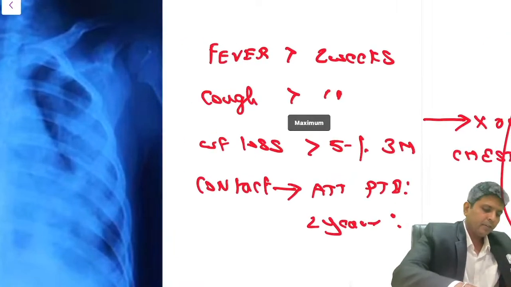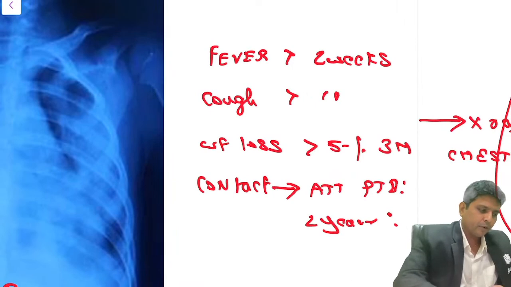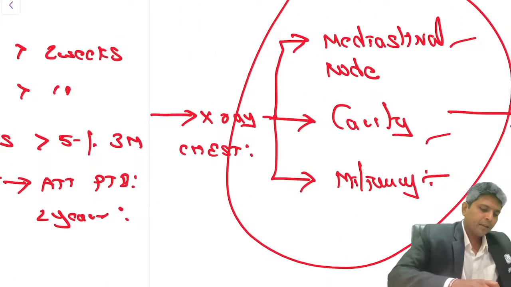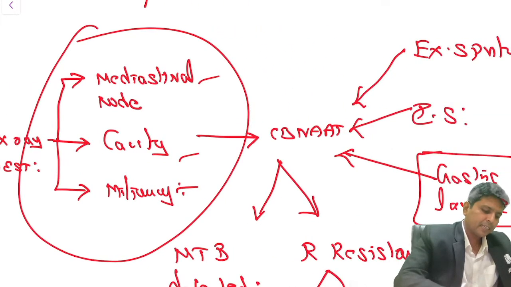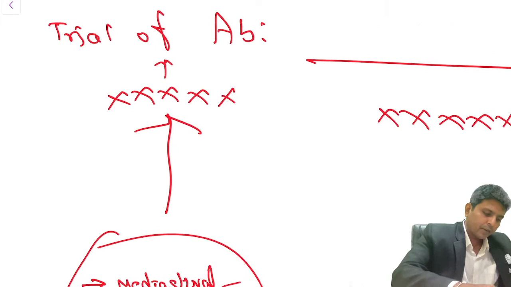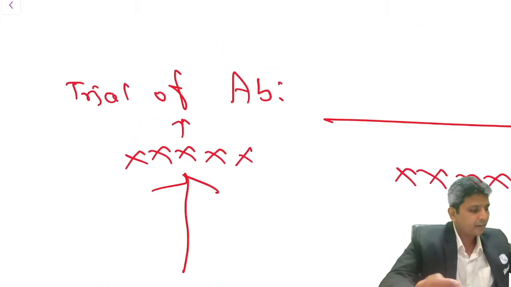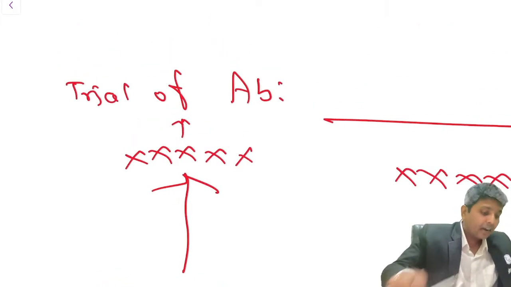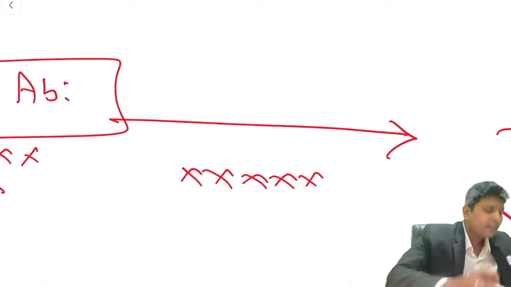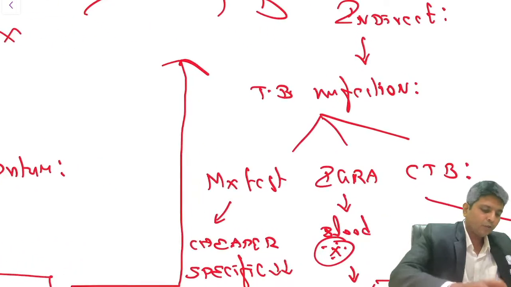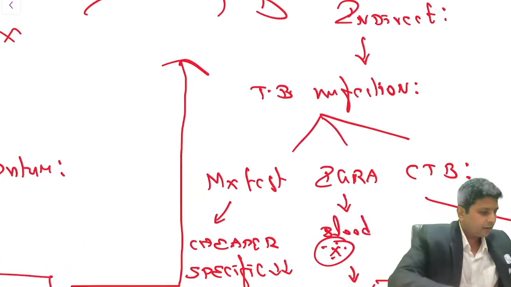Look at this. When there is fever of more than 2 weeks, cough for more than 2 weeks, weight loss, contact, check whether a TB specific X-ray is present. If TB specific X-ray, CB0. If there is no TB specific X-ray, what is the answer? Trial of antibiotics. If the trial of antibiotic doesn't work, then you need to go for indirect test.